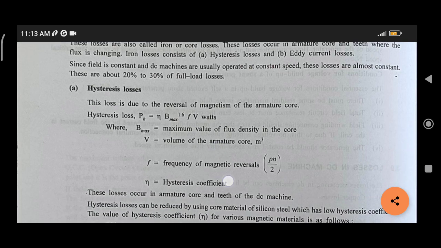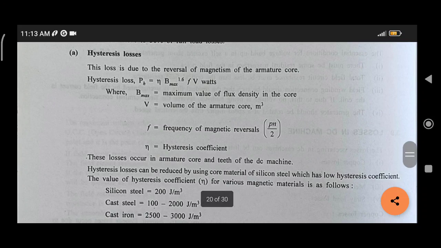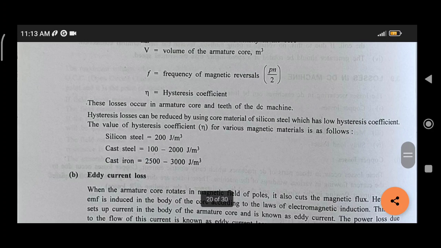Hysteresis loss can be measured by this formula: Ph is equal to eta Bmax raised to 1.6 F into V, where Bmax is the maximum flux density, V is the volume of the armature core, F is the frequency, and eta is the hysteresis coefficient. These losses can be reduced by using silicon steel as core material, because it has a low hysteresis coefficient, so overall our loss will be reduced. Here you can see the coefficient values of different materials.